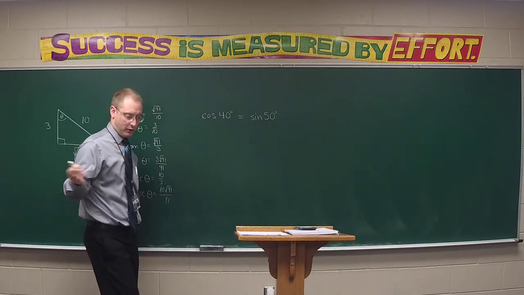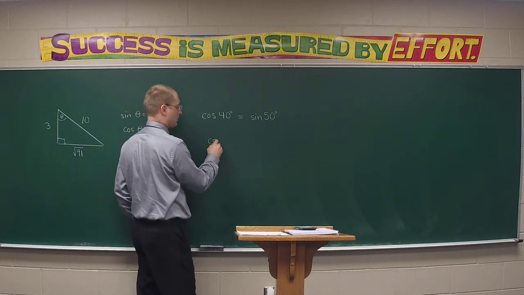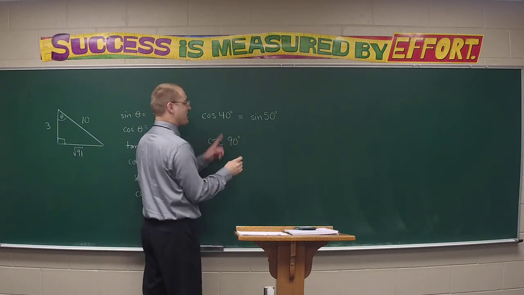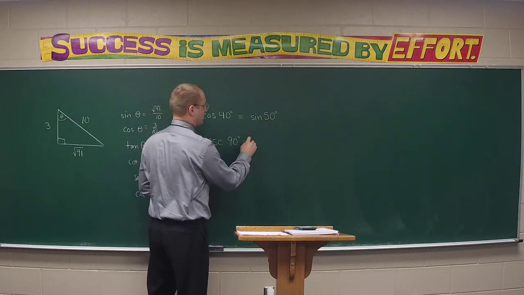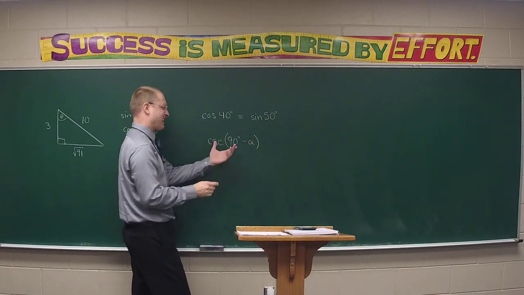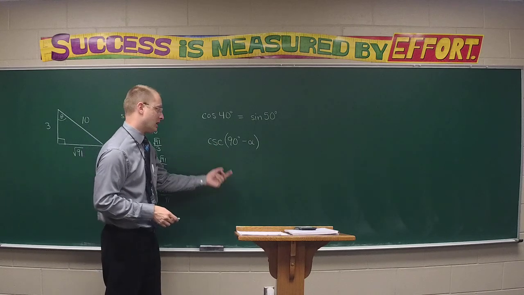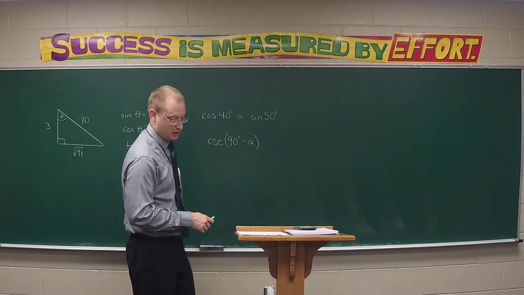What about the secant of alpha, Quentin? Cosecant of 90 degrees minus alpha. And here, unlike 90 minus 40, which gives us a nice easy value, 50, you really can't do that with 90 minus alpha. So the secant of alpha becomes the cosecant of 90 minus alpha. We'll have to leave it just like that.